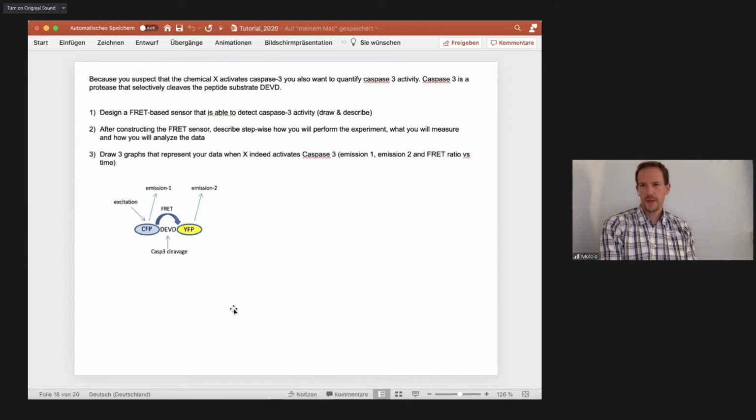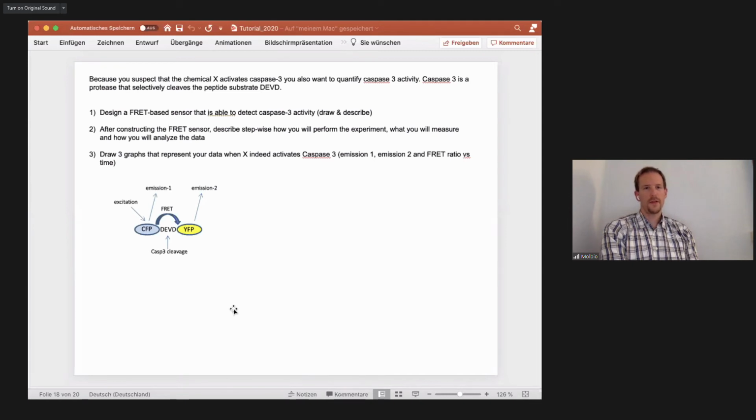So you have caspase 3, and you mix that with your sensor, which is a mixture of two proteins. CFP and YFP are proteins. You'll have them linked with the peptide substrate. If you do nothing, it will simply cut it.